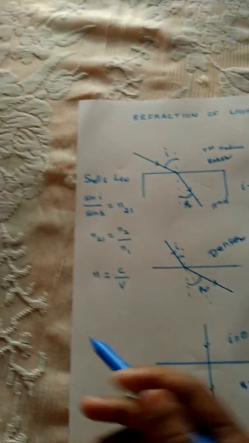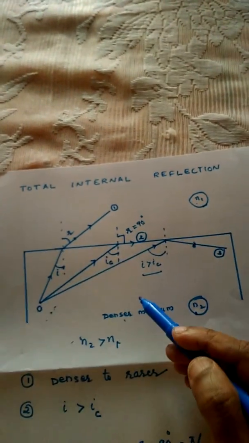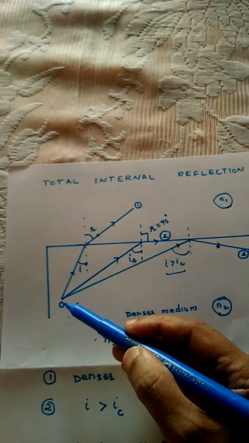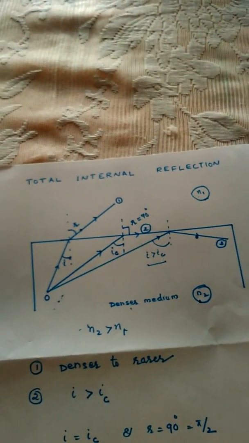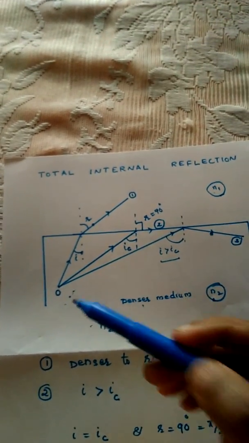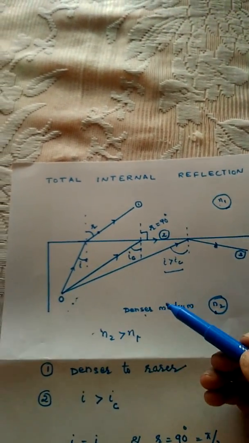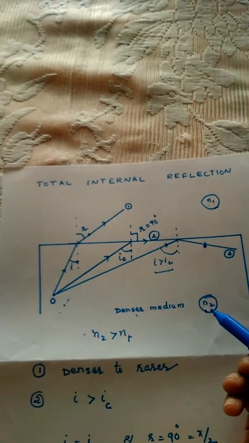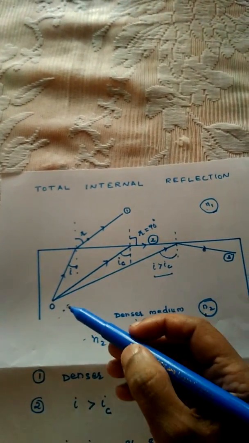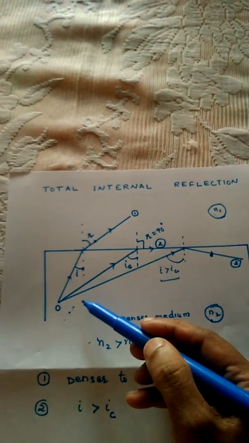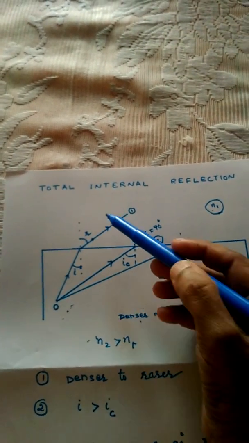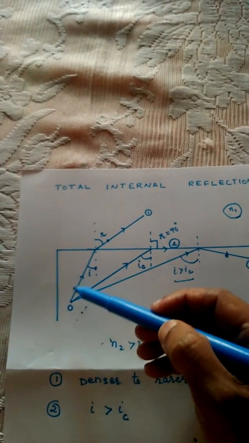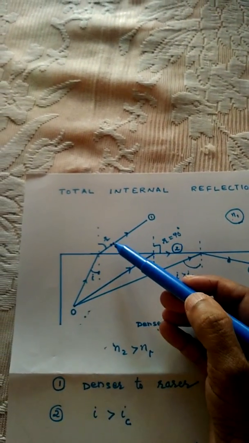Now let us see total internal reflection. Let us consider an object in the denser medium. O is the object in the denser medium with a refractive index n2, and the light from the object passes from denser to rarer medium. Consider the first ray. Here the ray bends away from the normal.